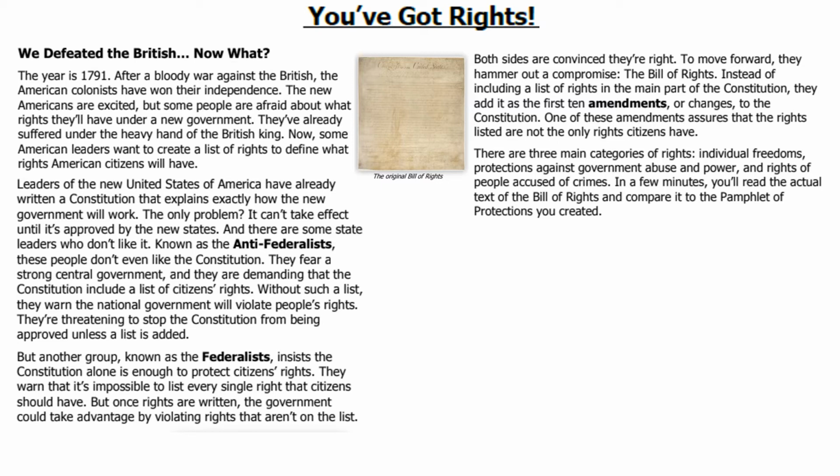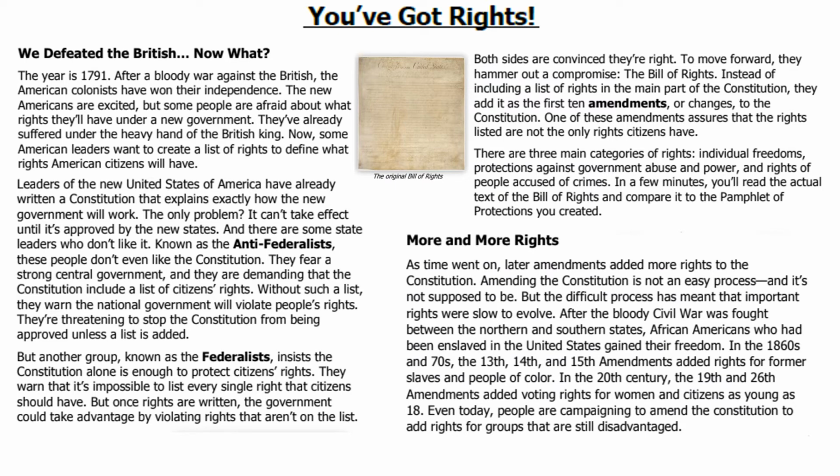Instead of including a list of rights in the main part of the Constitution, they added as the first 10 amendments, or changes, to the Constitution. One of these amendments assures that the rights listed are not the only rights that citizens have. There are three main categories of rights: individual freedoms, protections against government abuse and power, and rights of people accused of crimes. In a few minutes, you'll read the actual text of the Bill of Rights compared to the pamphlet of protections you created. We're actually going to do that tomorrow.